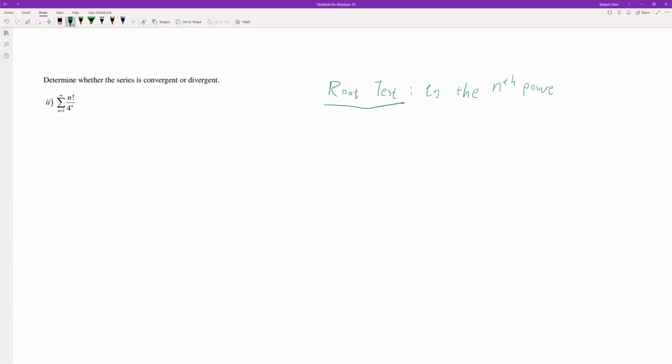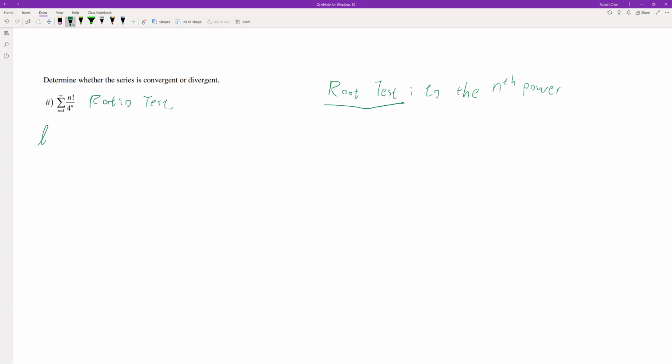If you look at this example, here we have n factorial and 4 to the n. Well, n factorial is not to the nth power, so it's going to be very hard to take the nth root of n factorial. So in this case, the ratio test is a better fit because it will work very nicely with the n factorial term. Let's take a look at this together. So we're going to use the ratio test.